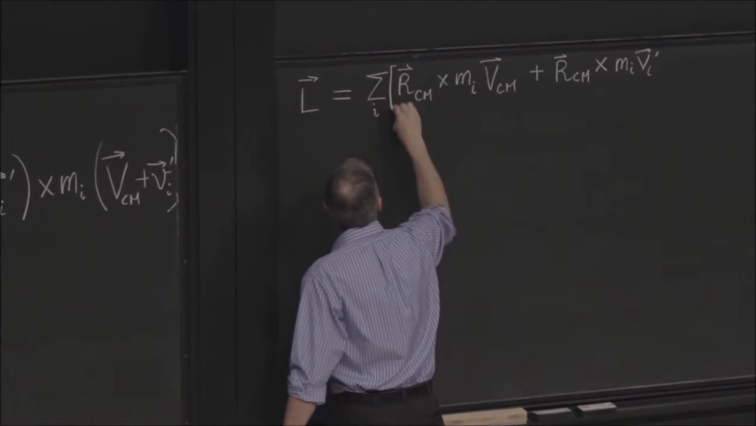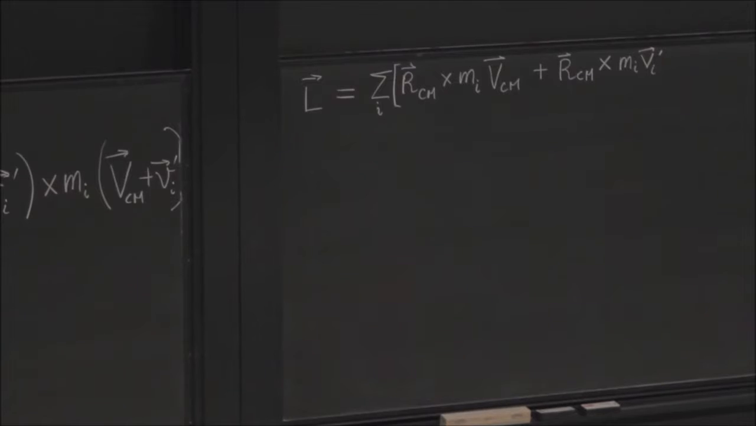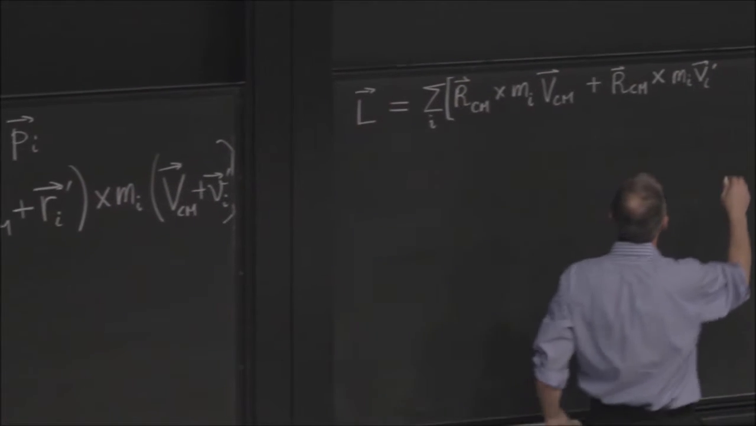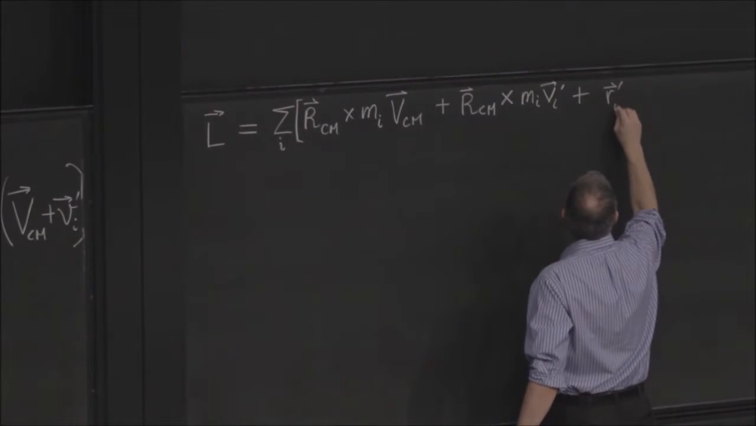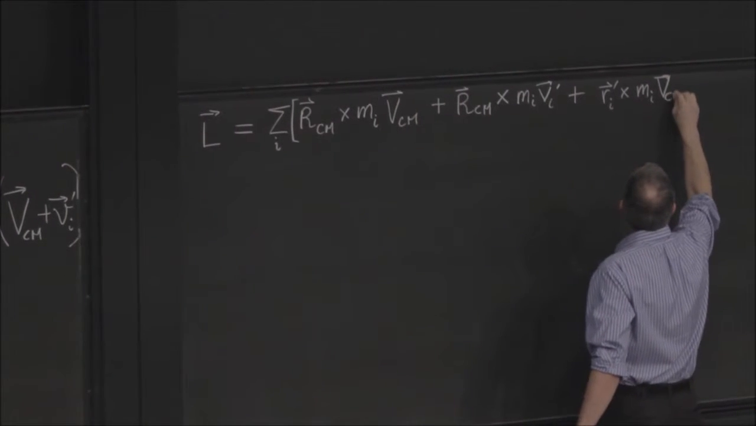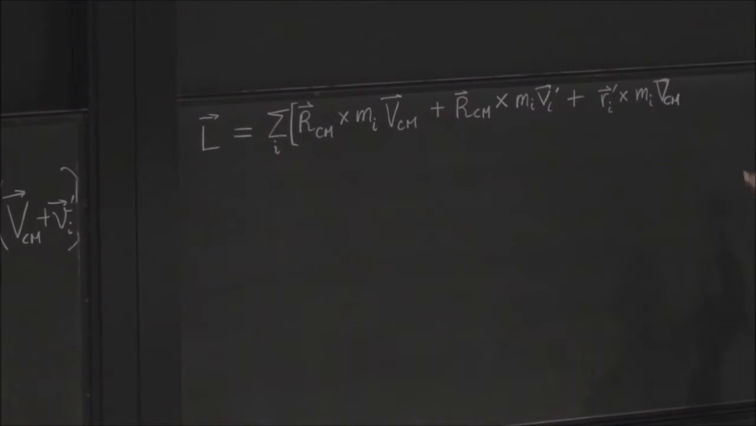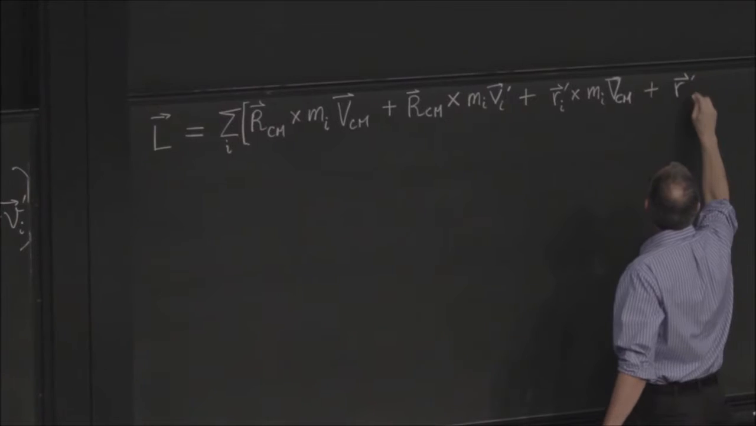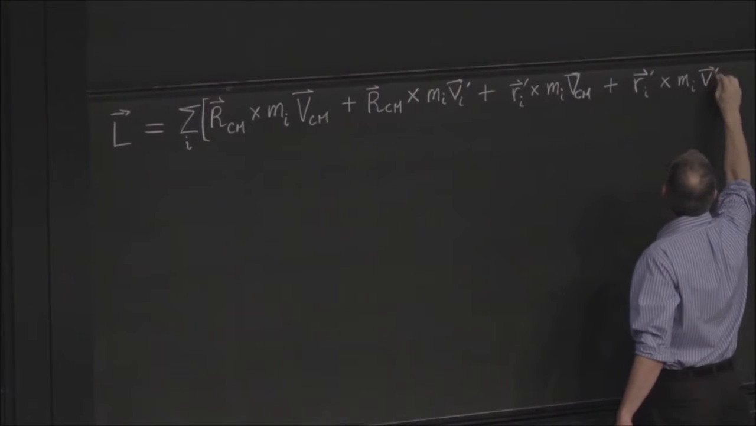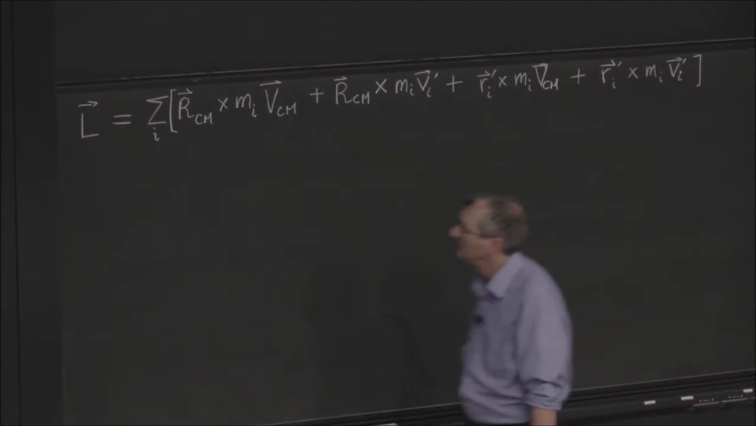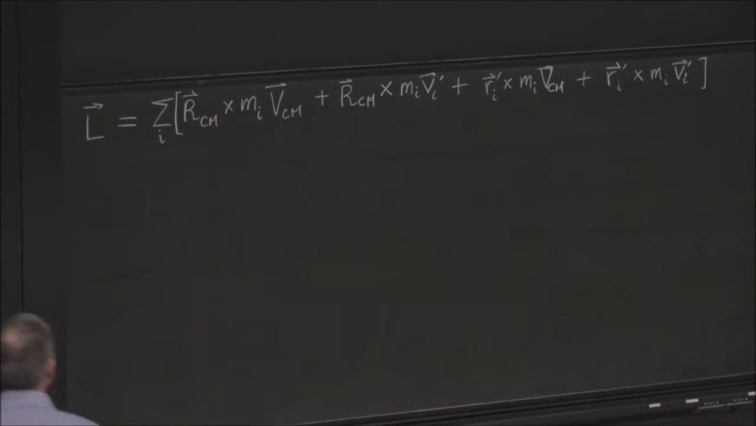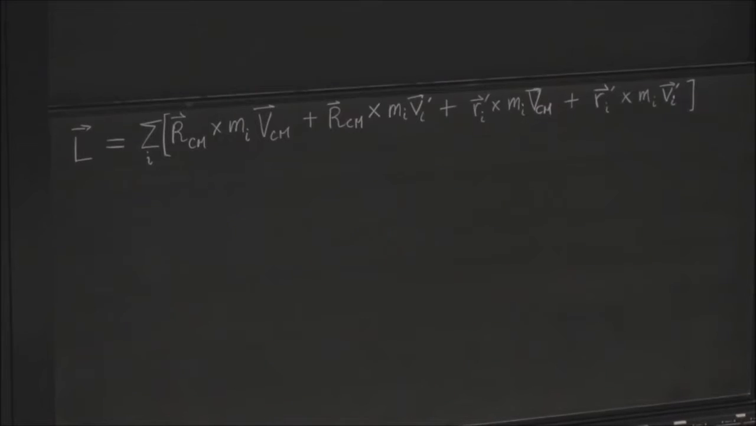So this is going to be all within the summation. So R cross that one. Now I have to pick up this one. R prime I cross m I v center of mass. And lastly, R prime I cross m I v prime I. Okay. That's a mess. Luckily, some of these terms are going to die, or at least simplify.